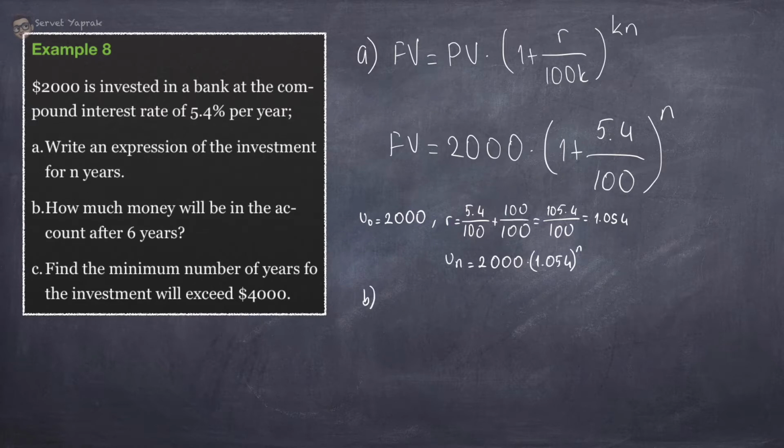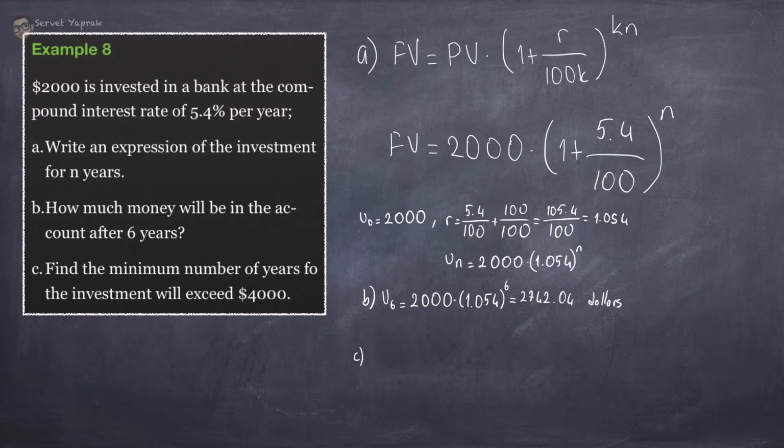So part B, it says how much money will be in the account after 6 years. So we are looking for the 6th term. So u_6 equals 2000 times 1.054 to the power of 6, which is $2,742.04. We could use the future value formula. It will give the same answer.